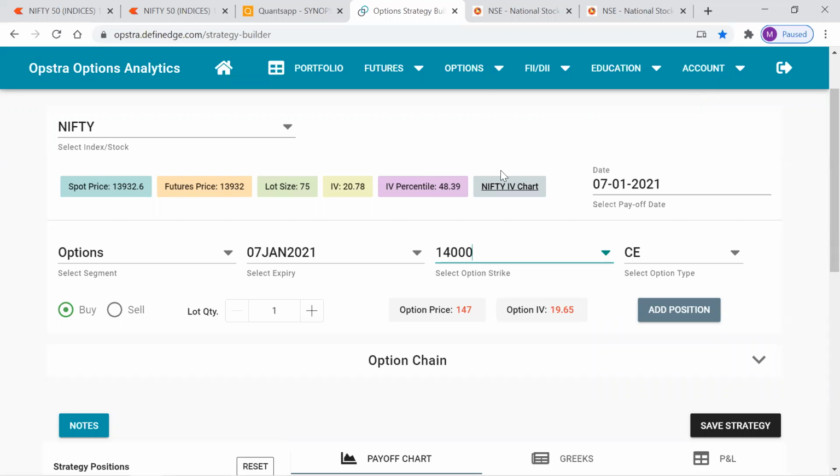Yes, I'm going to talk about payoff diagrams and how to use this Opstra and all those details in upcoming sessions. Okay, so let's move forward.